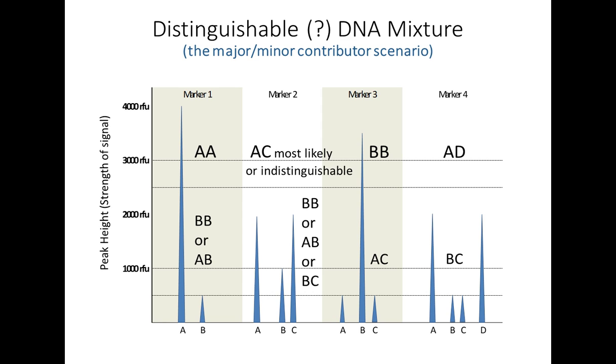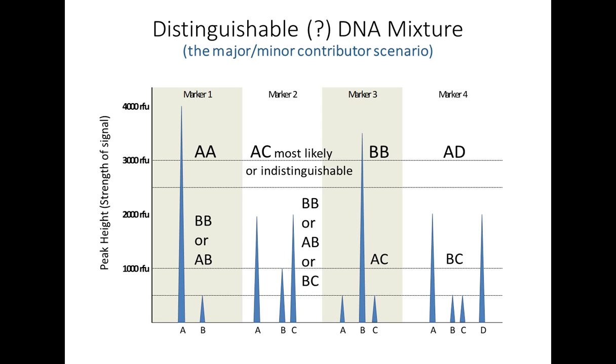But, again, when you have multiple different people looking at the same DNA mixture, you can arrive at different conclusions. There's some subjectivity. So for the second marker, many analysts would say, okay, one individual in this mixture for this marker has an allele A and an allele C. For marker number 3, same thing. Some analysts may say the major contributor is BB and the minor contributor is AC. For marker 4, again, a lot of analysts would say there's a clear major minor contributor there.